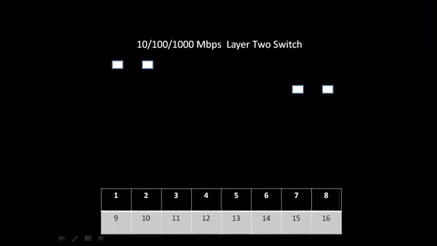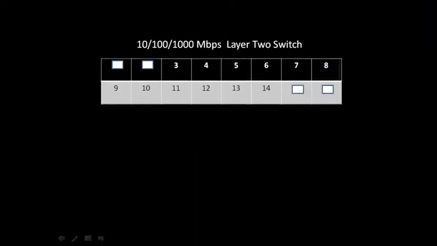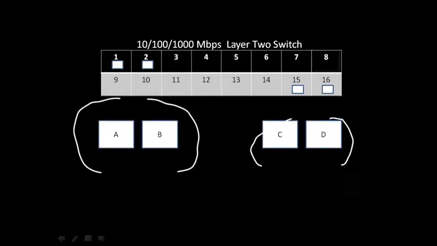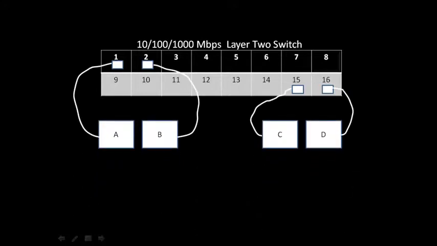Here we have a 10/100/1000 megabit per second layer 2 switch, or gigabit switch. Here we have 4 hosts. We're going to connect the 4 hosts to 4 ports. This is a 16-port switch. This switch has a MAC table, and each one of these is going to be placed in its own collision domain.